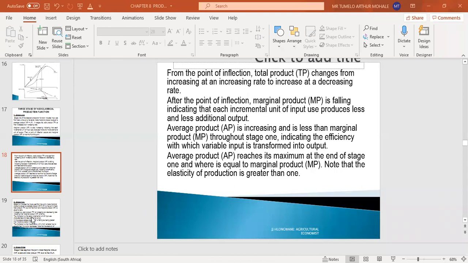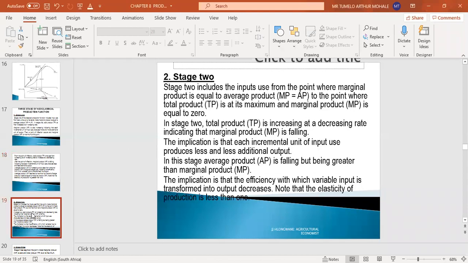Okay, thank you. Now we are going to stage 2. In stage 2, remember I said I'm not going to explain these stages to you. I'm just explaining the important things that you should know. So in stage 2, the thing that you need to know is that TPP, which is the total physical product, reaches its maximum. Write this down. TPP reaches its maximum in stage 2.